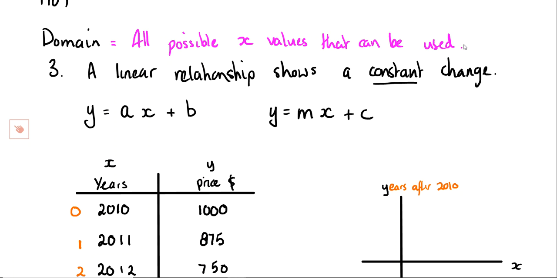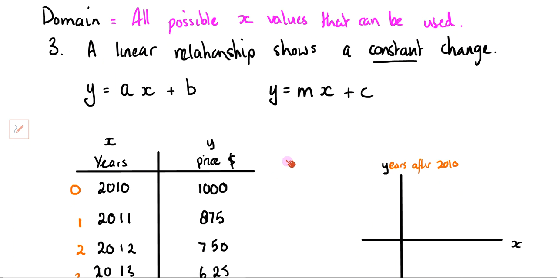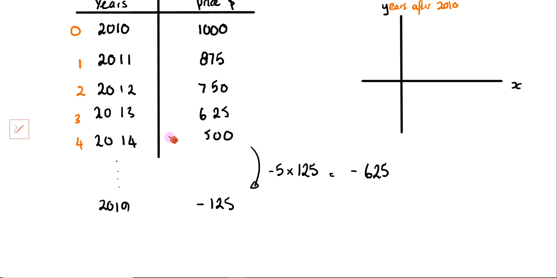So if the domain is all possible x values that can be used, we've been given a nice example here of where some x values can't be used, haven't we? So what would be the boundary of my domain? What would be the limit to my domain in this situation? 2018, isn't it? Because in 2018, what is the value of a battery? Zero. So we would maybe say this is the limit to the domain. In this situation, I would say that's my upper limit.